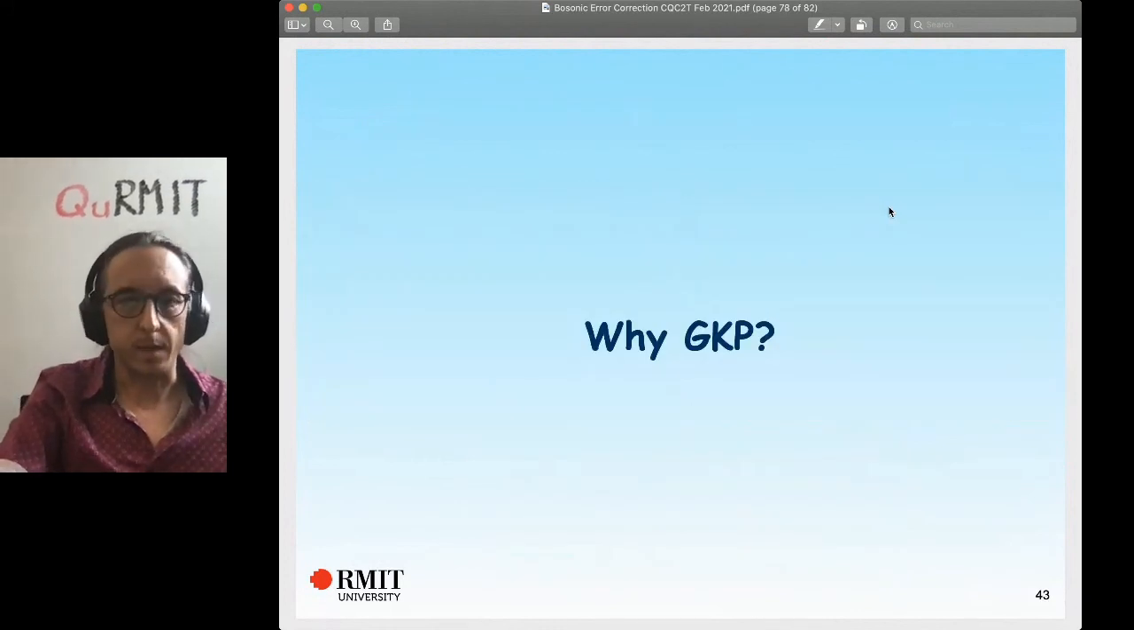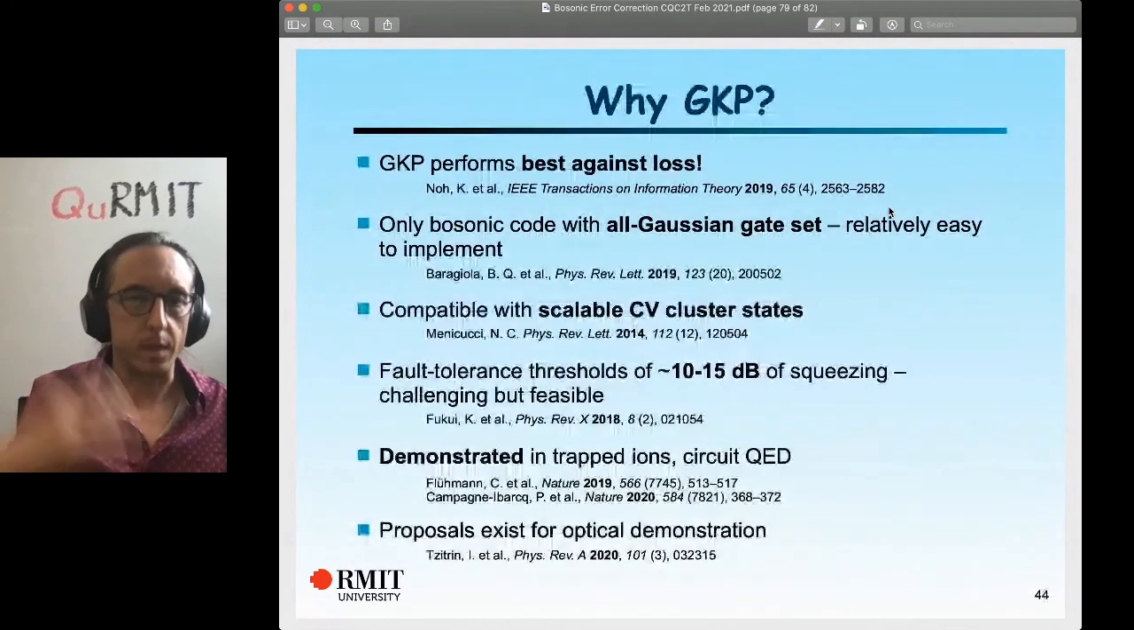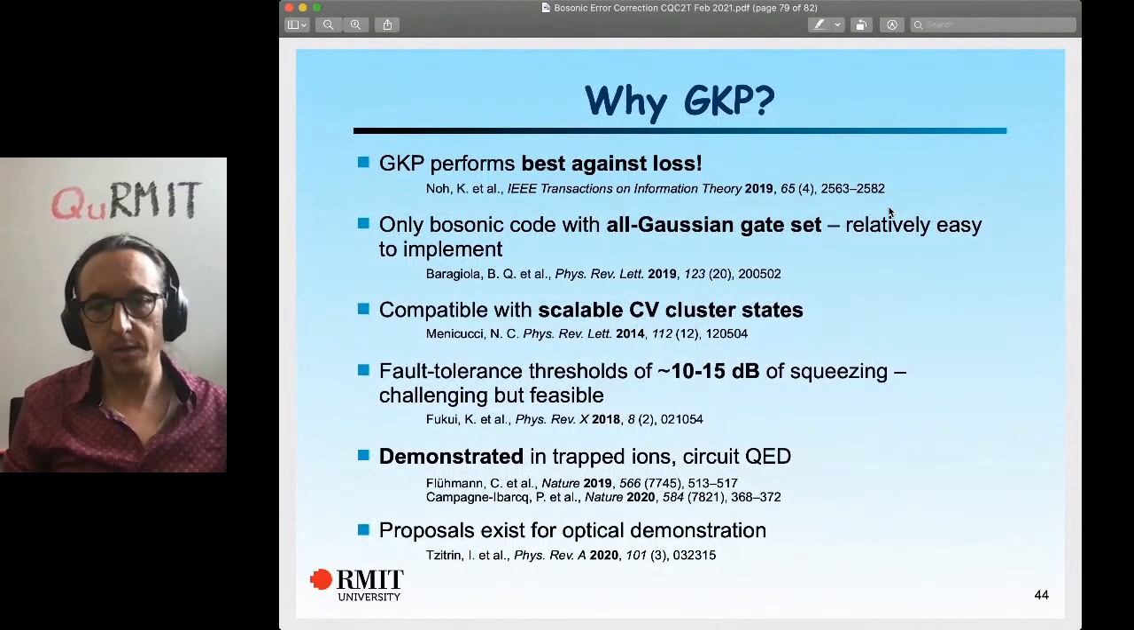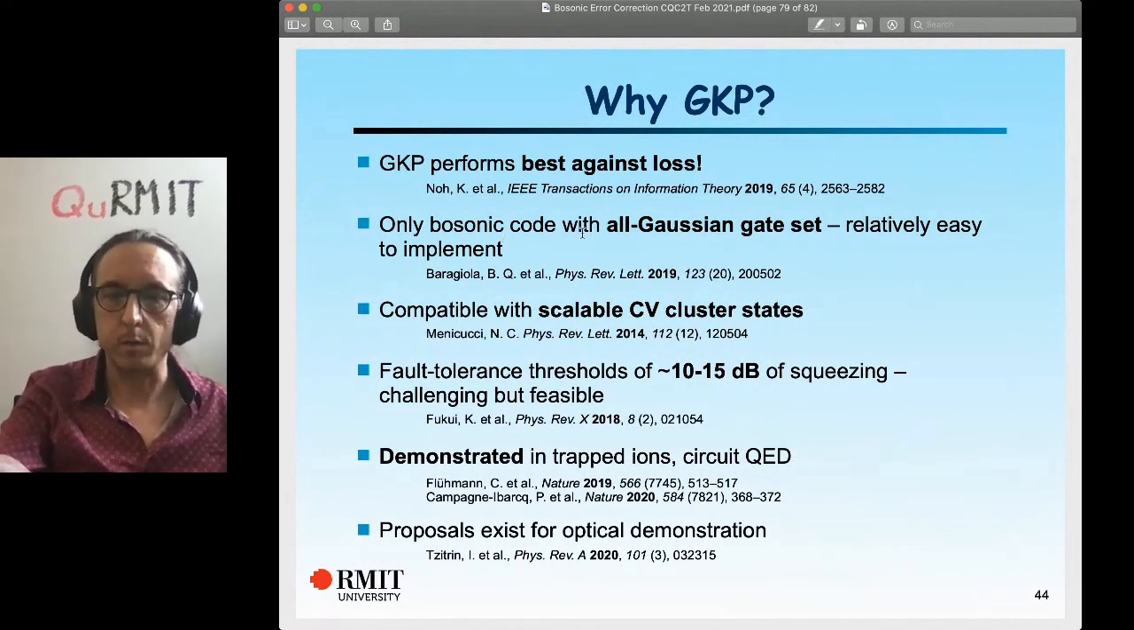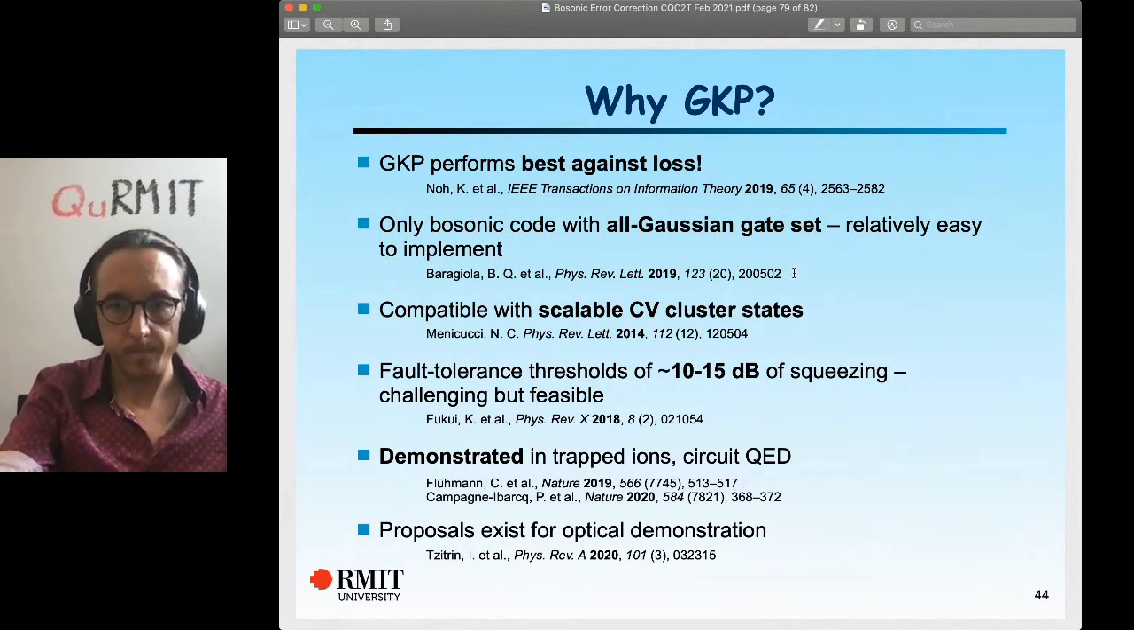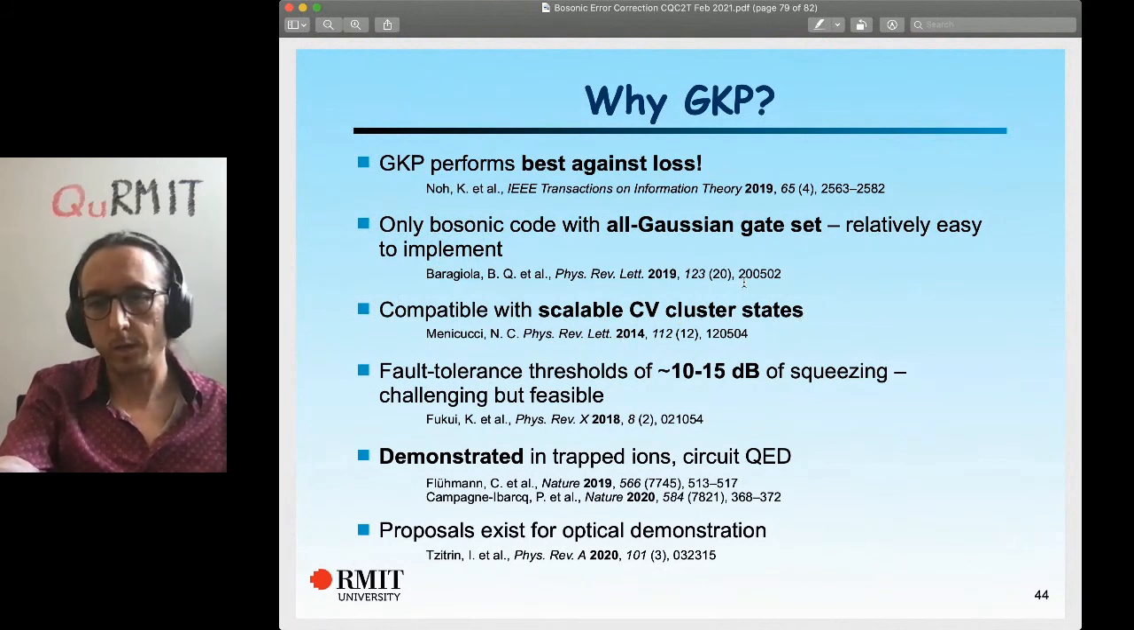Why bother with GKP? I clearly don't have time to discuss this in detail, but I'm going to give you a pitch for why GKP. It turns out it performs the best against loss. It was not designed to handle loss, but of the known bosonic codes, it performs the best against photon loss. It is also the only known bosonic code with an all-Gaussian gate set. That means it's relatively easy to implement. And this is work from our group here at RMIT in 2019. It's also compatible with scalable CV cluster states, something that we have also worked on.